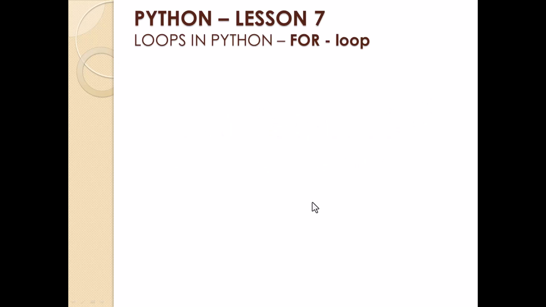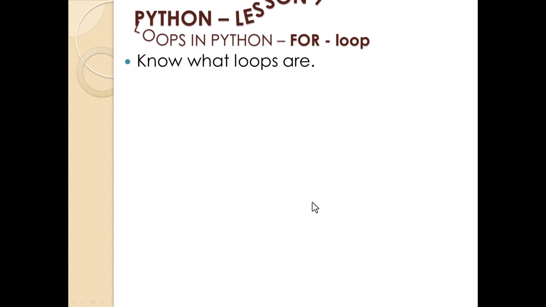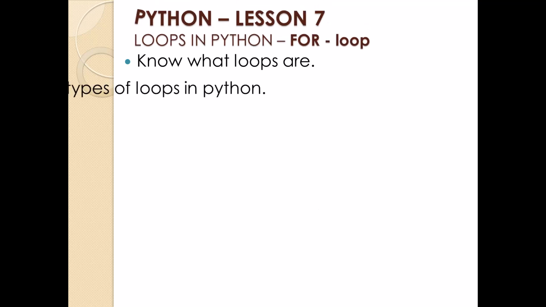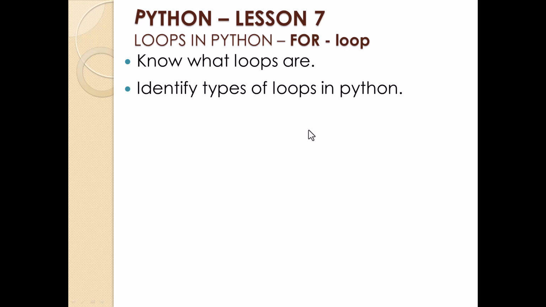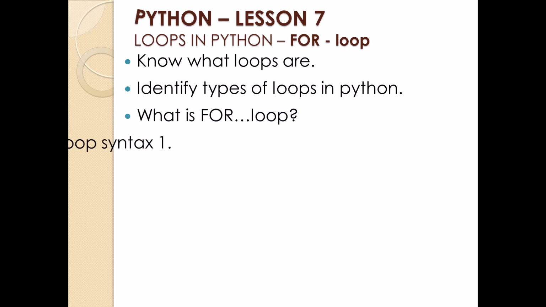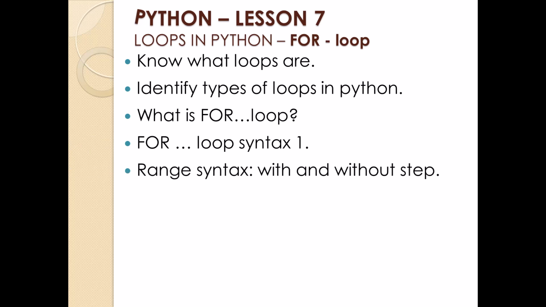In this video, we're looking at loops in Python. So we're going to identify what loops are in Python, then we get to identify the types of loops in Python. We'll pick one of the loops, which is the for loop, and then we get to know the syntaxes associated with it. So we'll look at the first syntax, and then we also consider a range syntax with the for loop. Under that one, we'll be looking at the one with the step and the one without the step.